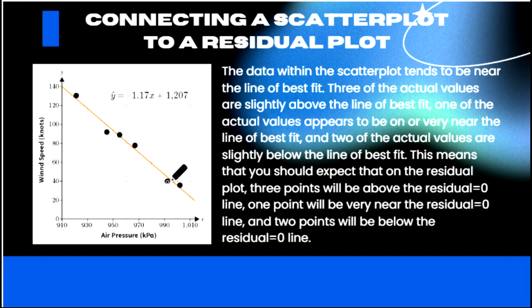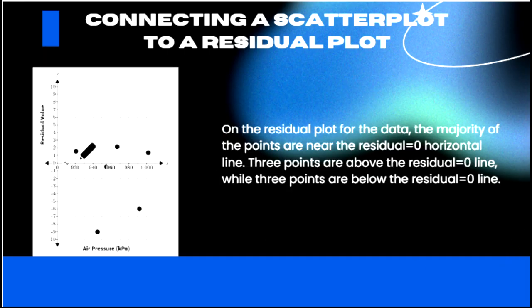This means that you should expect that on the residual plot, 3 points will be above the residual equals 0 line, or the x-axis, 1 point will be very near the residual equals 0 line, or the x-axis, and 2 points will be below the residual equals 0 line, or the x-axis. So this best fit line, when it's on this plot, is the same as the x-axis on the next plot. Okay. So if you see here, we've got 3 above, 1 really close to it, and 2 below. So this does connect to the first one. Okay. These are related. All right, let's go to the next.